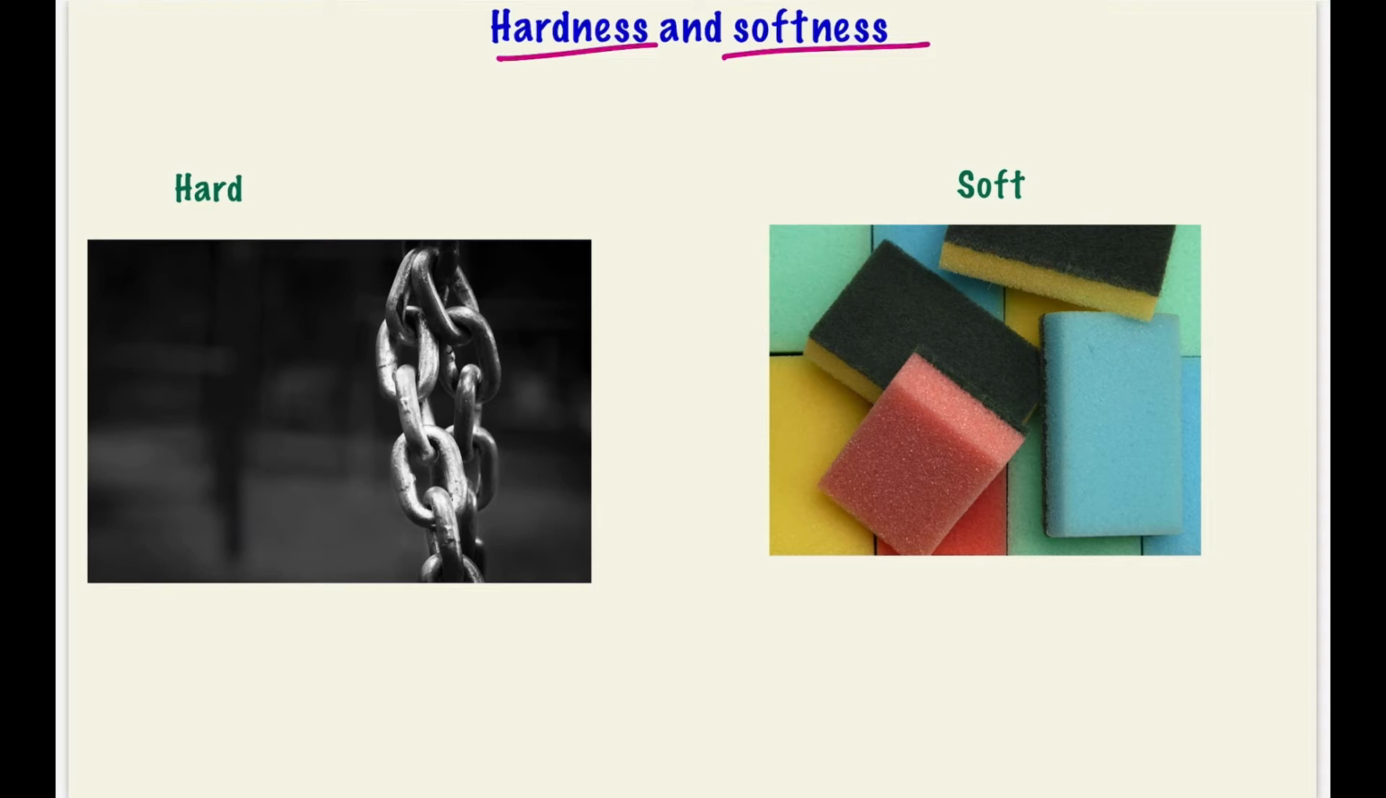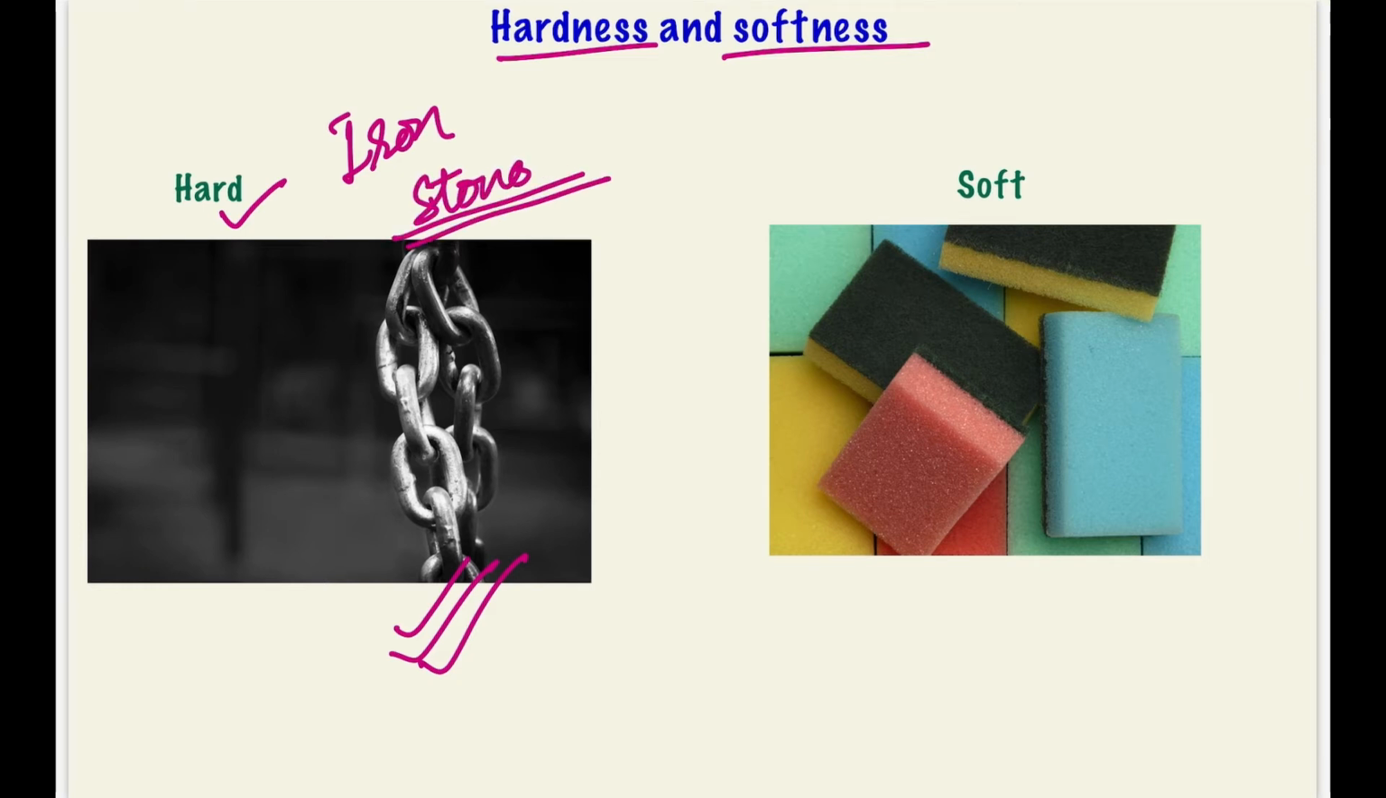In hard materials, we cannot compress them easily, we cannot cut, scratch or bend them easily. So in hard materials, we have iron, we have stone. So these materials are hard. In soft materials, you can cut, you can bend, or they feel very soft. Like sponge is a soft material, cotton is a very soft material.